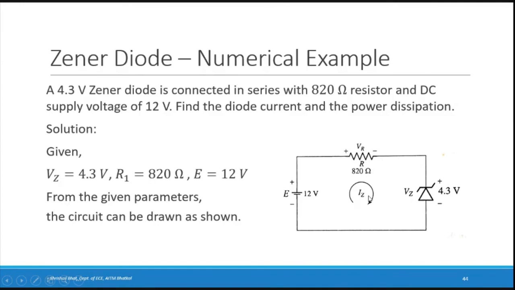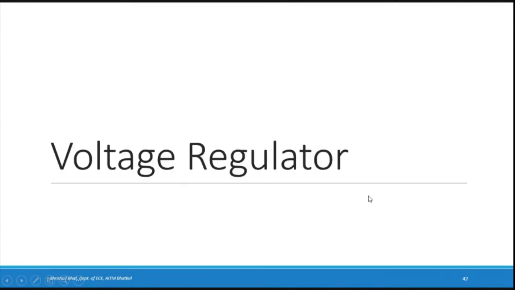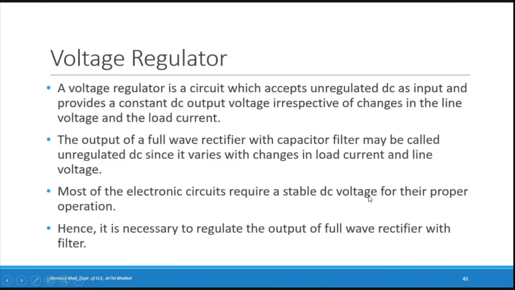Next, we have said that because of the Zener diode's property to have a very constant reverse breakdown voltage, we can use them as a voltage regulator. But what are these voltage regulators? A voltage regulator is a circuit which takes unregulated DC as input and provides a constant DC output voltage, irrespective of changes in the line voltage and the load current.